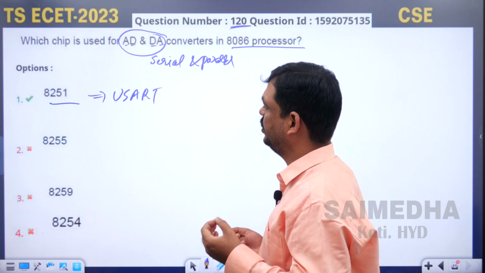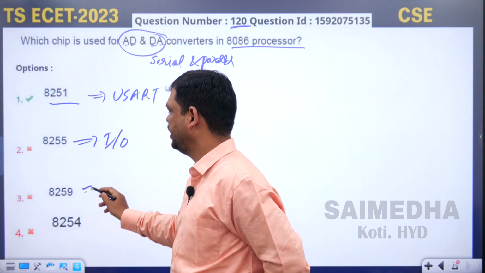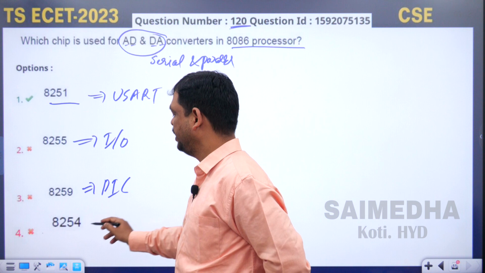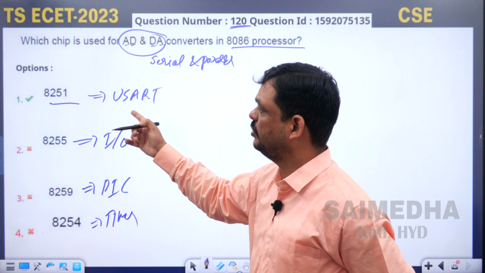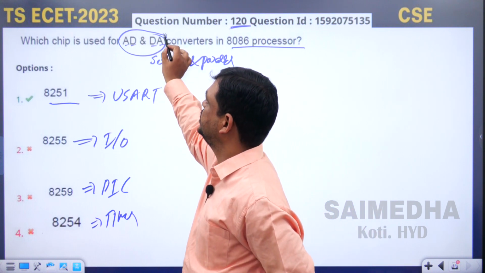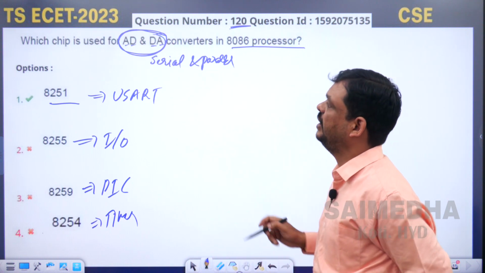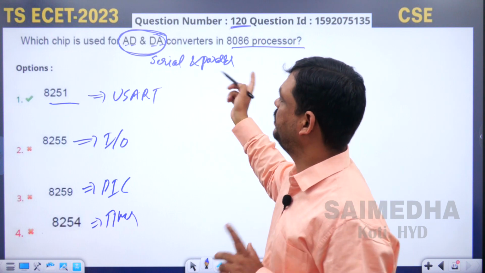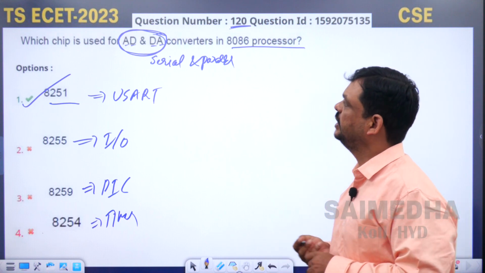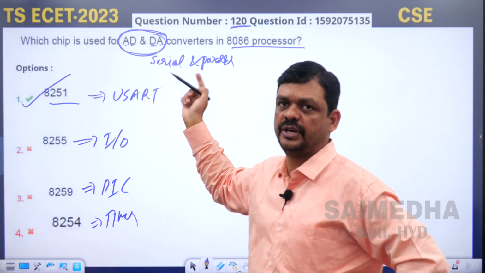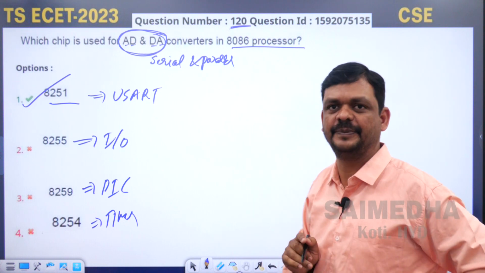But the other options are wrong because 8255 acts as an IO interfacing device, 8259 acts as an interrupt control device, and 8254 acts as a timer device. Okay, this is used for delay purposes. But according to the given options, 8251 is given as the right answer. So this question is wrong. A small mistake is given here. We just have to change that to serial and parallel. So if it is serial and parallel, then we have to select 8251 only, right? So just try to change that part, right? Serial and parallel, then the answer is 8251, right?